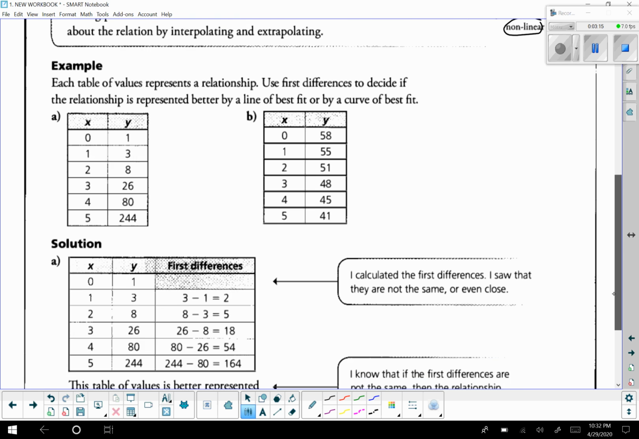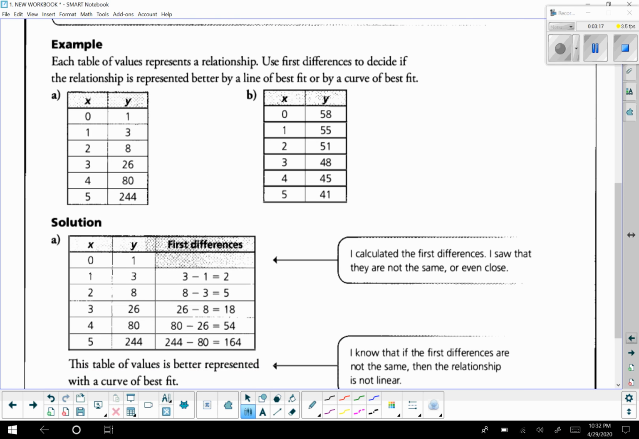There is an example here, but actually I'll use the example. So it says here we have two tables of values. We'll determine if the relationship is linear or nonlinear. And this is what I want to focus on. As you can see here, we have the x's, they're increasing by 1. Y's are increasing by some amount. So how we find the difference is we take this second y value and we subtract from it this first y value. So that's 3 minus 1 and it's 2. So that is the value for the first difference.